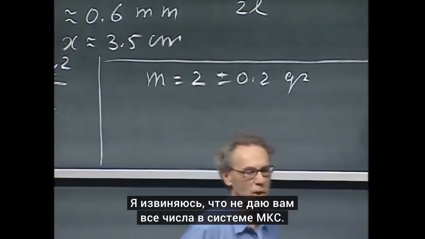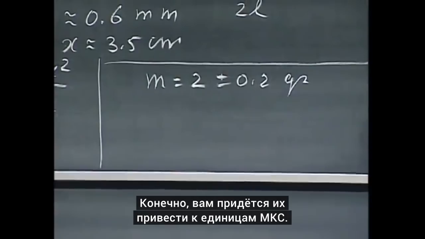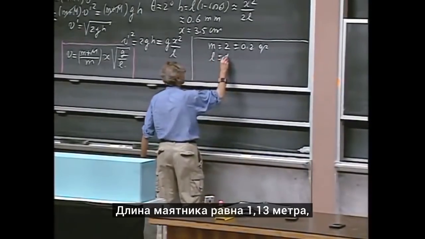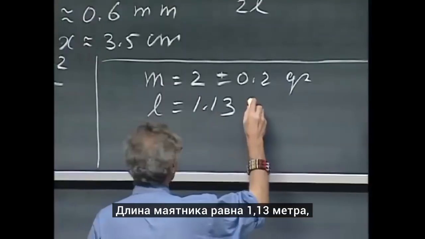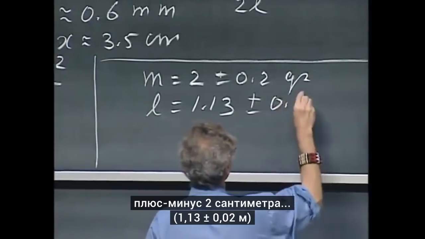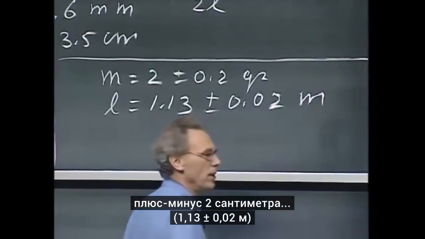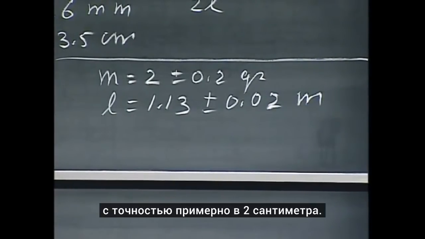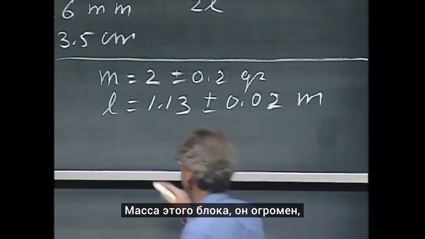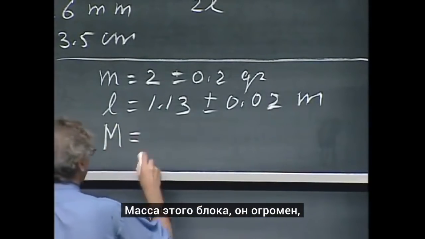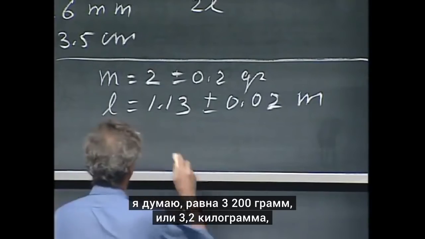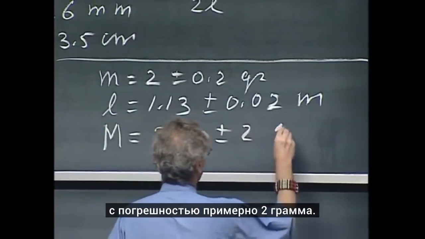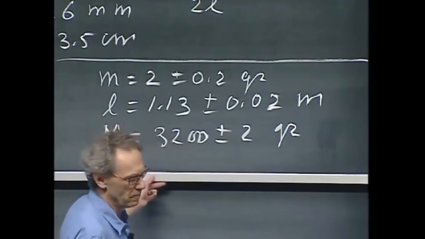I apologize that I don't give you all the numbers in MKS units. You will have to convert them, of course, to MKS units. The length of the pendulum is 1.13 meters plus or minus 2 centimeters. We're not certain, with an accuracy of about 2 centimeters. And the mass of that block, which is huge, I believe is 3,200 grams, 3.2 kilograms, with an uncertainty of about 2 grams.